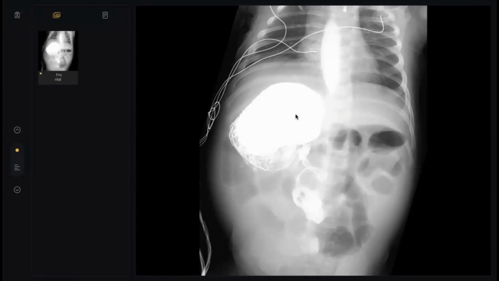So I feel that the contrast is passing through the stomach into the distal bowel loops, which also appear to be on the right side, and the duodenojejunal junction appears on the right side of the vertebrae. So I feel there is some malrotation present along with gastric distension. So I will immediately contact the referring physician and advise urgent surgical review for this patient.